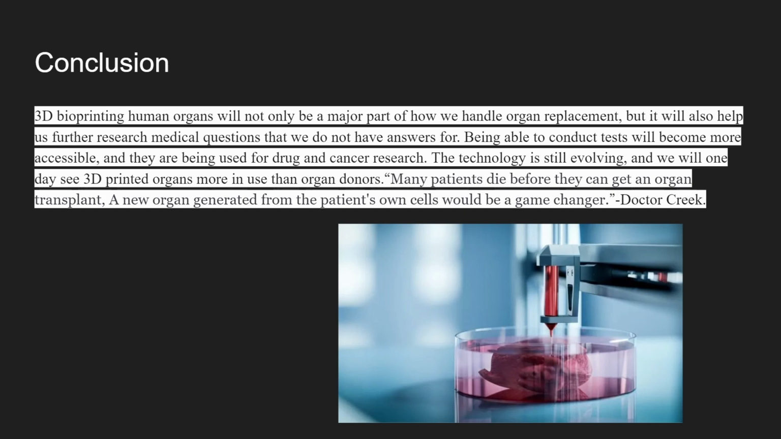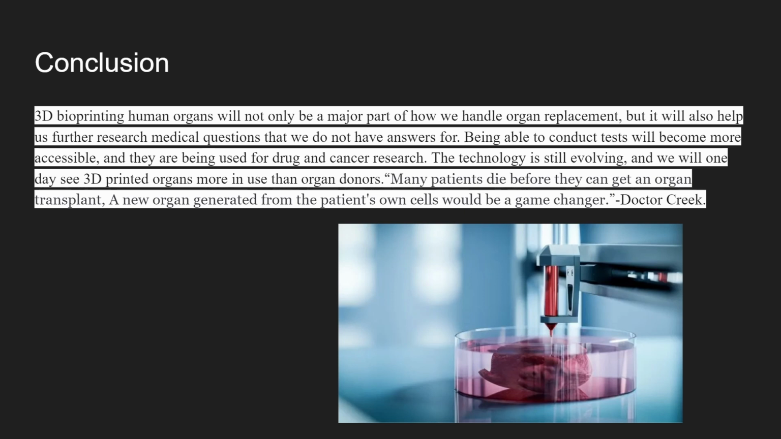Conclusion: 3D bioprinting human organs will not only be a major part of how we handle organ replacement, but it will also help us further research medical questions that we do not have answers for. Being able to conduct tests will be more accessible, and they are being used for drug and cancer research. The technology is still evolving, and we will one day see 3D printed organs more in use than organ donors.